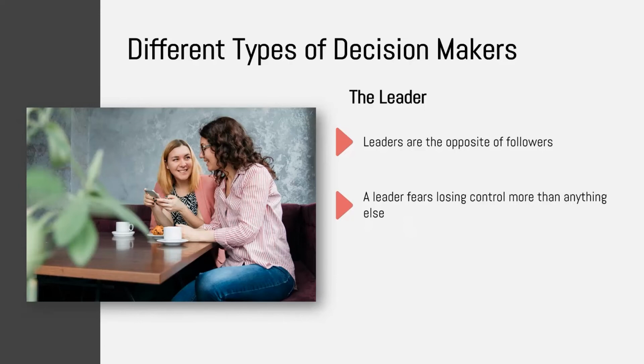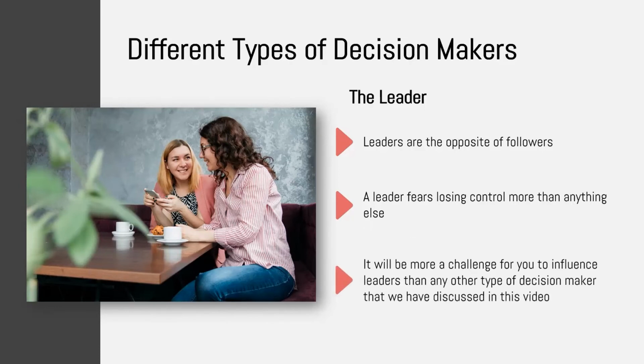They believe that they know what is right and what is wrong, and their way is always the right way. To a leader, most things are black and white, and gray areas never come into it. Failure is not an option, so leaders tend to avoid risk and accountability. It will be more of a challenge for you to influence leaders than any other type of decision maker that we have discussed in this video. Trying to influence them directly will not work. You have to influence them in a way where you get them to influence themselves.